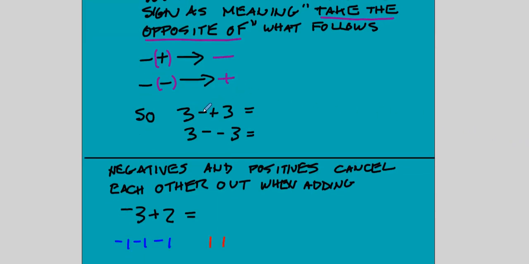So if I have 3 minus plus 3, this is the negative, taking the opposite of a positive, which is a negative. So I can replace this with a negative, and this is 3 minus 3, which is 0. Here I have the opposite of a negative, which is a positive. 2 negatives make a positive, so I can replace that with a plus. 3 plus 3 makes 6.